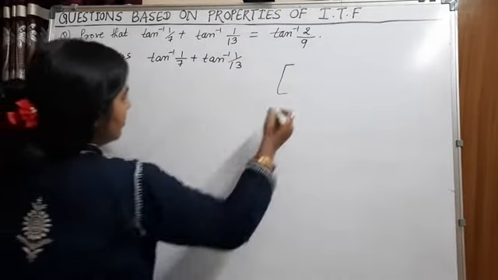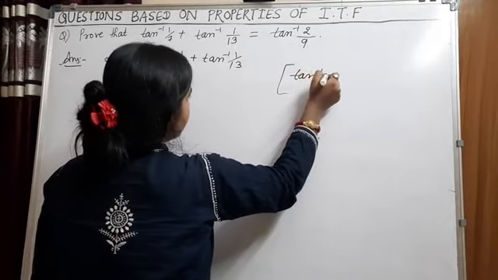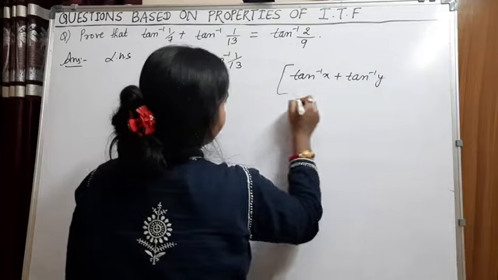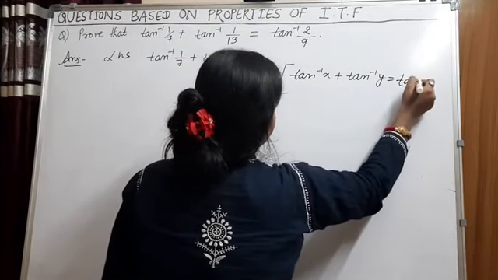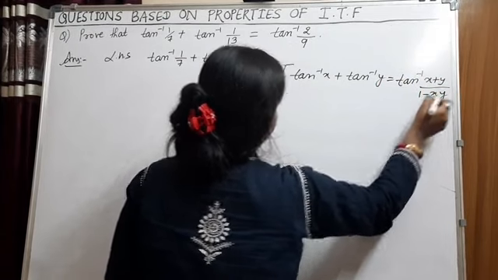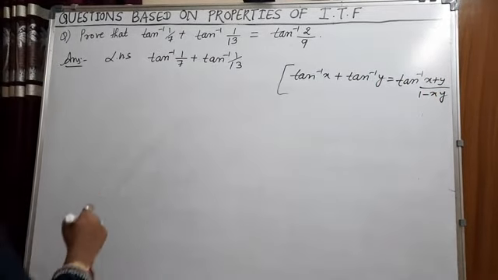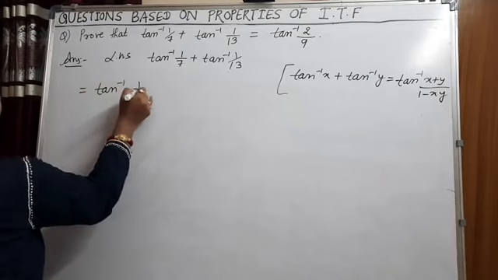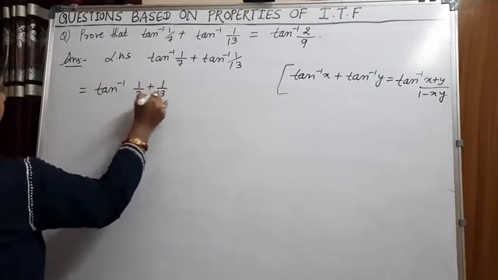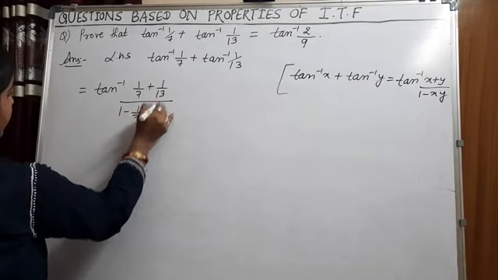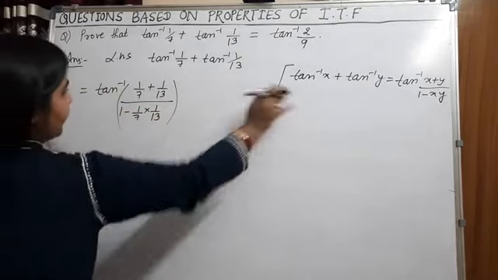From the property we know tan inverse x plus tan inverse y is tan inverse of x plus y by 1 minus xy. So we are going to use this, and we will apply it. This is tan inverse of 1 by 7 plus 1 by 13, divided by 1 minus 1 by 7 into 1 by 13. Directly we will use this.